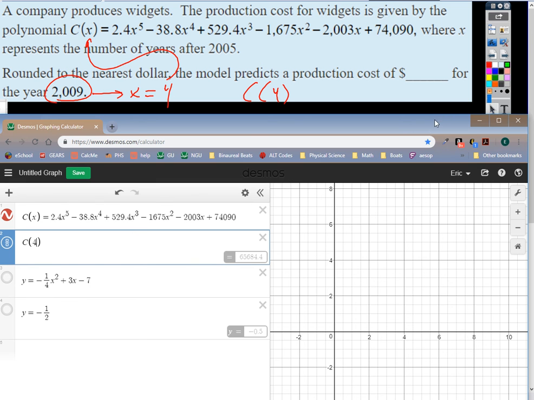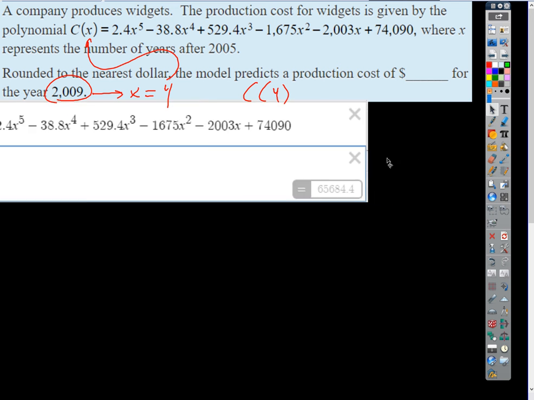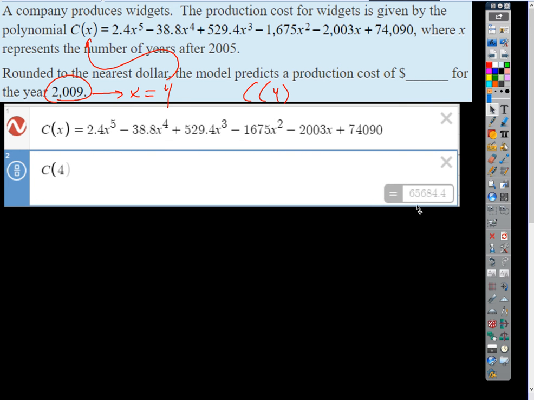So what is the output of the function here? I've got a little bigger version of this. So the output is, when x is 4, which means the year 2009, the cost is 65684.4. It wants us to round to the nearest dollar. So what's that going to be? 65684. Exactly. So we're going to get the answer 65684. It rounds down to the nearest dollar. That's it. How simple, right?